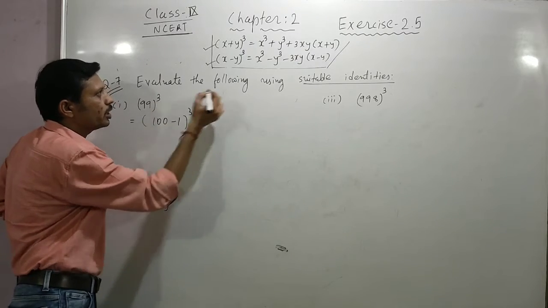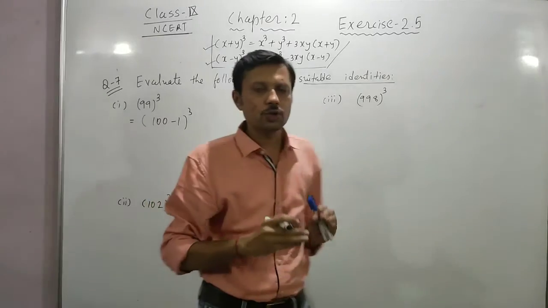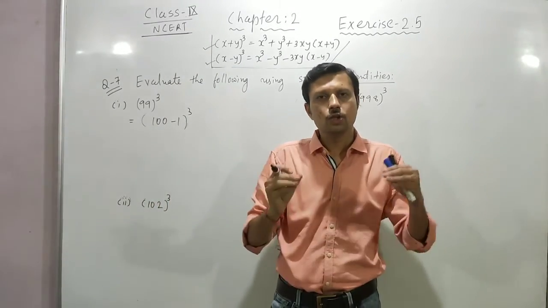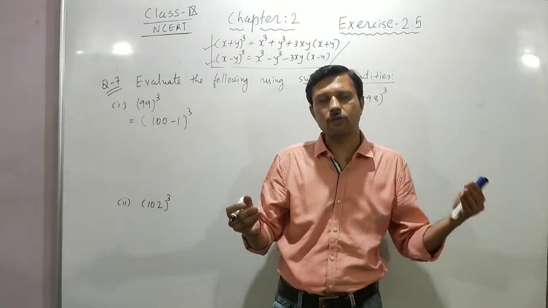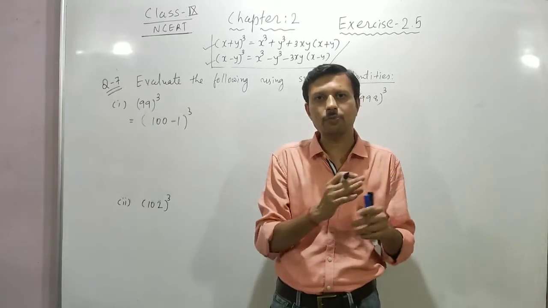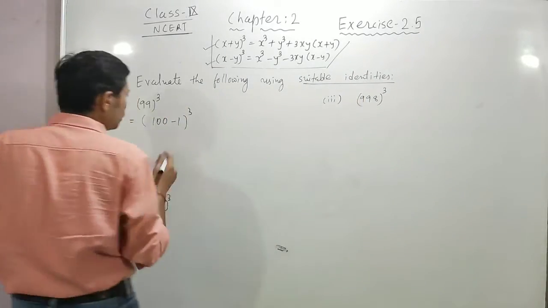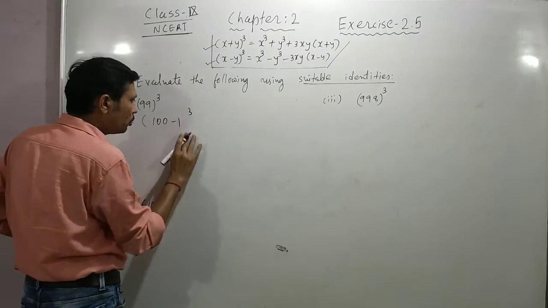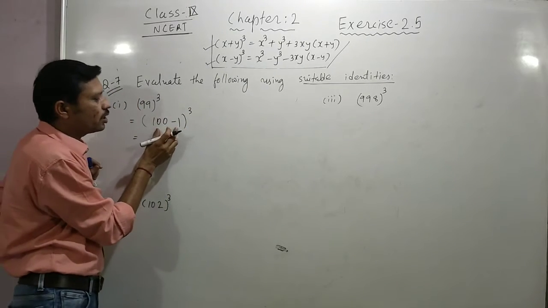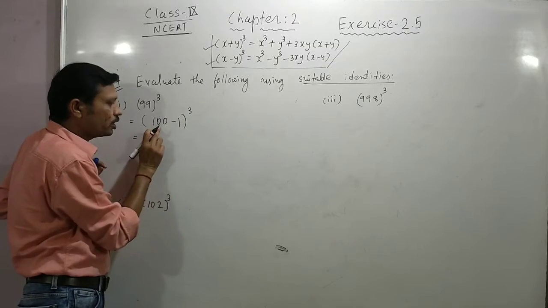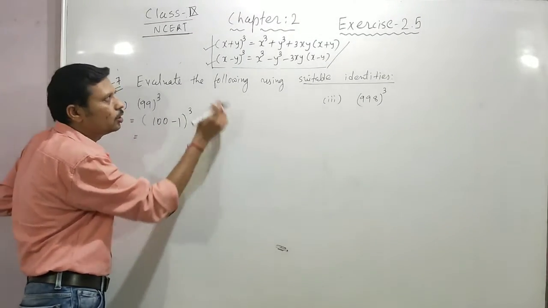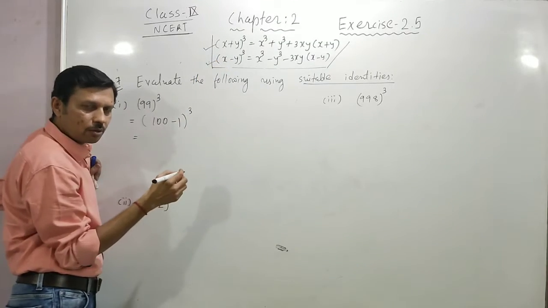Because after that we have to make the cube for our identity. So you have to decide the two splitting parts of 99 in such a way that the further calculation will be easier for you. Making a cube, making a product, every part should be easy for you. Okay, so the most suitable two parts are 100 minus 1. Now here we have the two terms 100 and 1. So 100 we will consider as x and 1 we will consider as y. So the second identity will be applicable for us.